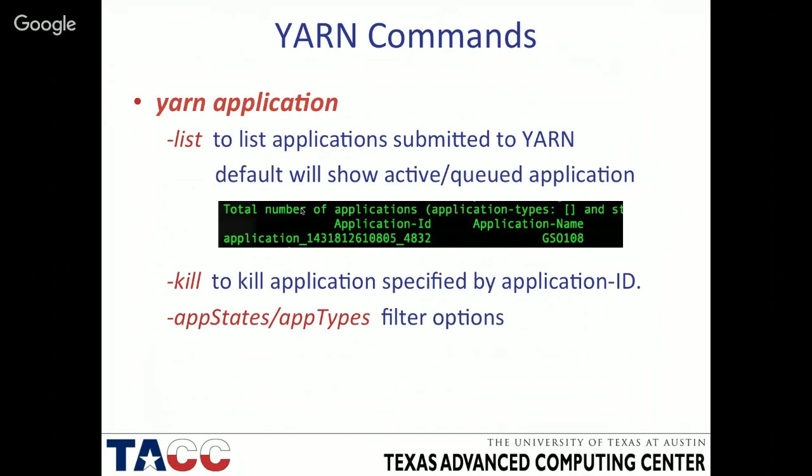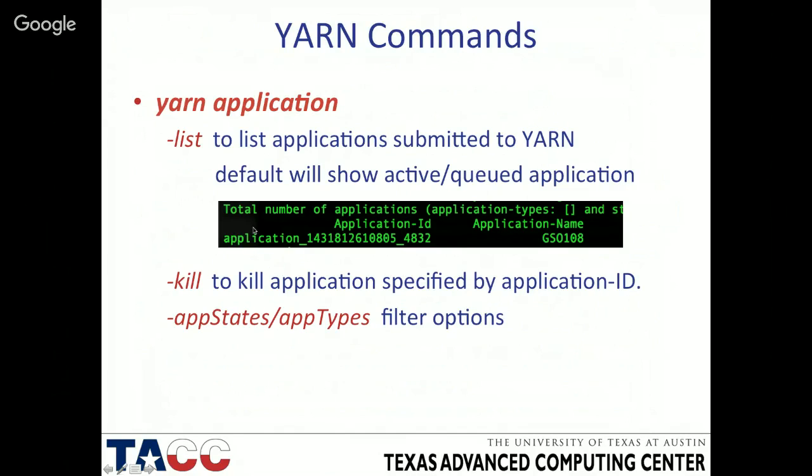The yarn command, other than letting you submit the application, can also show you what applications are currently running in the cluster or what has been done. You can do that with yarn space application. Then the parameter it takes is -list to list the applications you have submitted. Once you list the applications, you will see something like this.